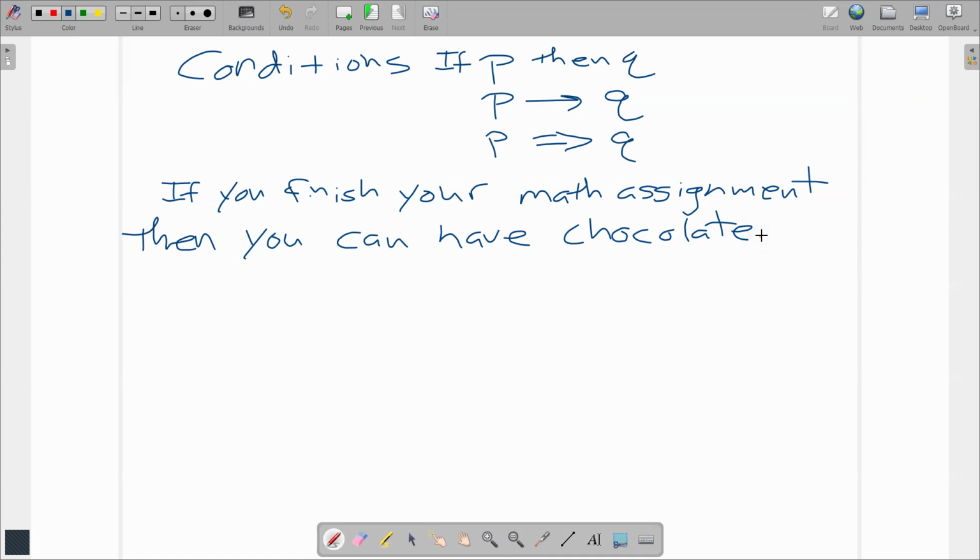Does that guarantee I'm going to finish my math assignments? No. Might I have the chocolate anyway? Maybe. Might I finish them but not get to my chocolate? That's possible too. Might I have neither? That could happen too. There's lots of things that could happen here. So you finish your math assignment, that's my P, and you can have chocolate, that's my Q here.